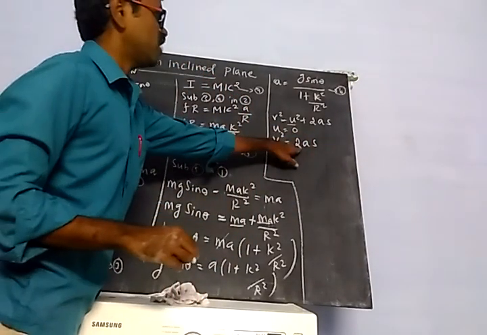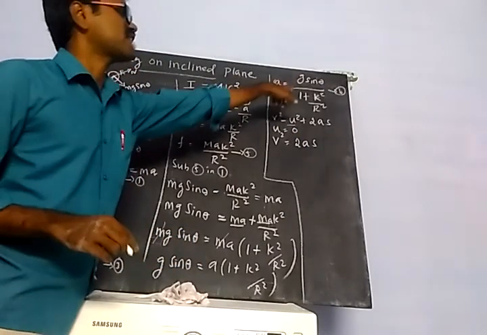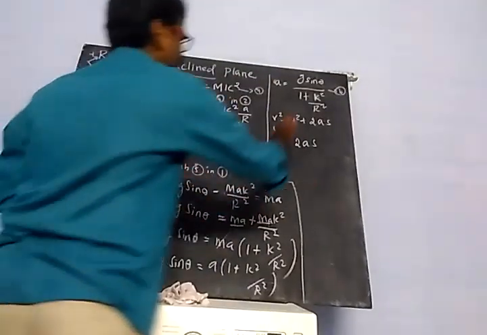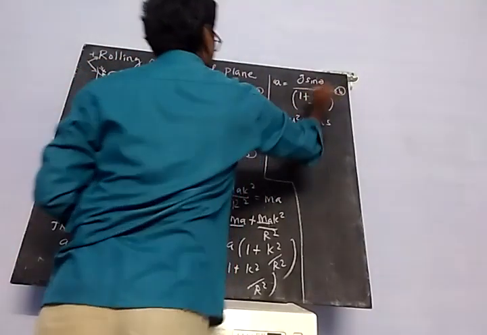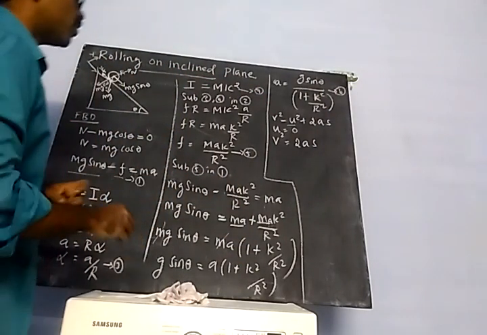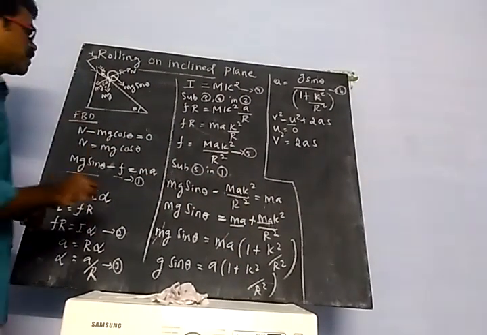We know that the value of a is equal to g sin theta by 1 plus k square by r square. But the s value we don't know. s is the displacement.